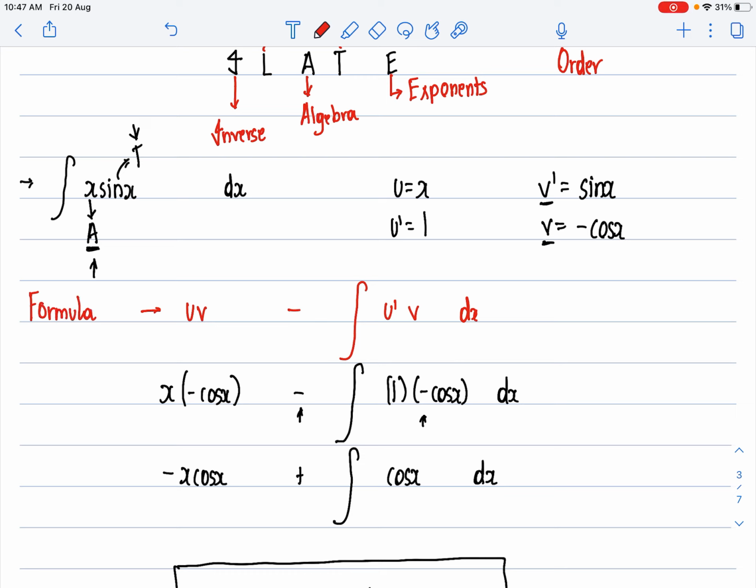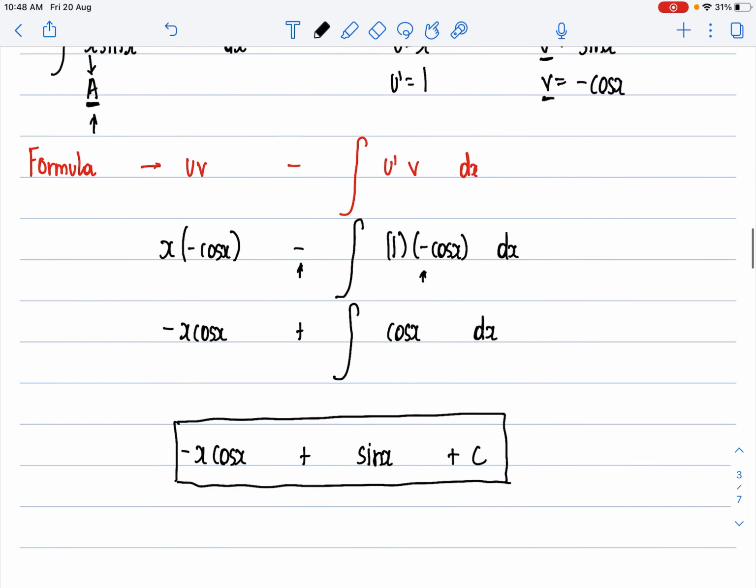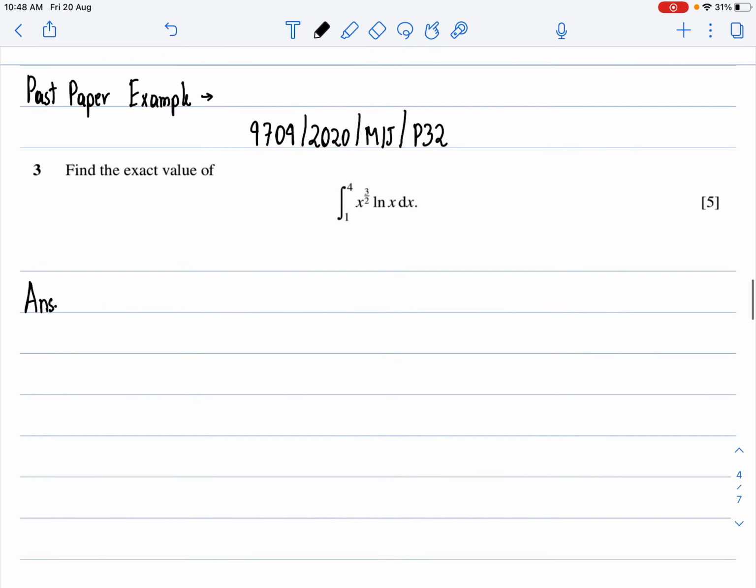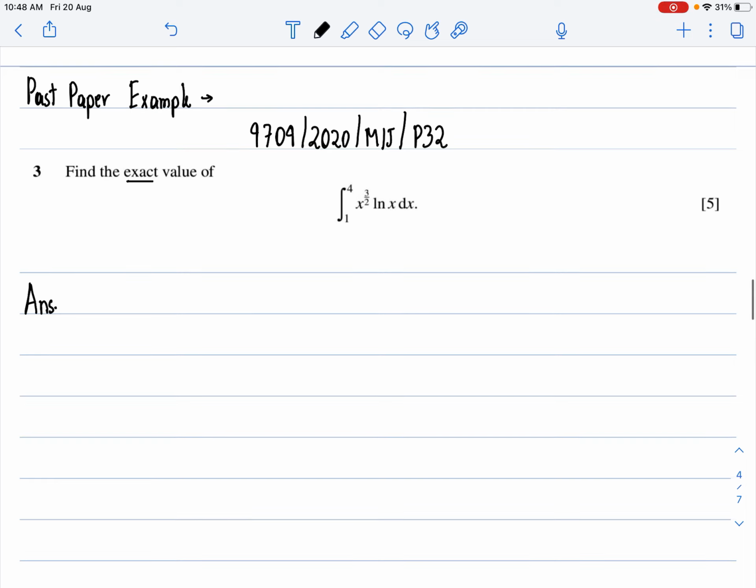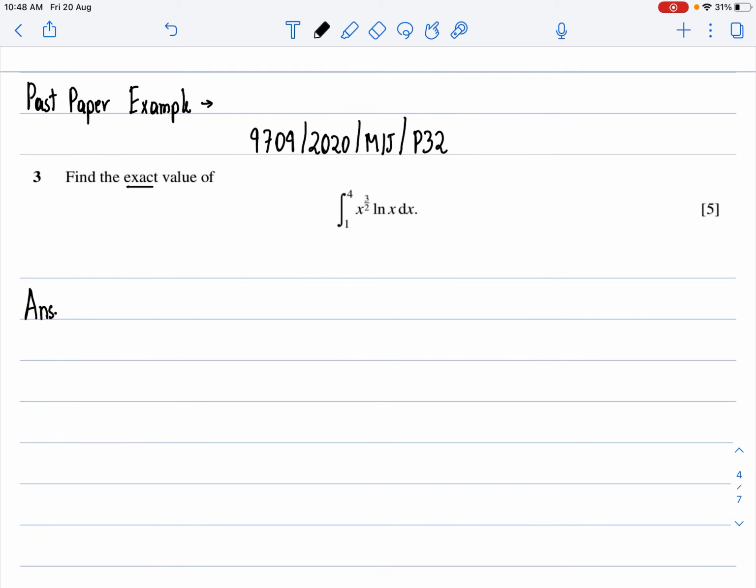Now what we'll do is a past paper question, and there we'll also learn how to crack the answer if we have limits. This example is from the 2020 May June paper 32. We need the exact value of the integration of x raised to 3 over 2 ln x dx, with the limits 1 to 4.